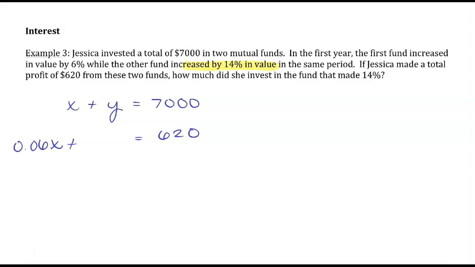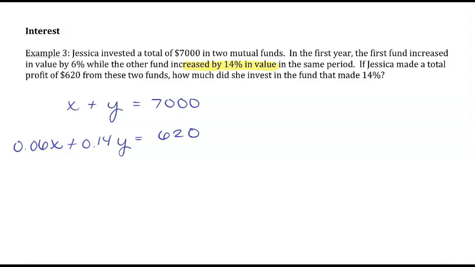she earned 14% of those Y dollars. In decimal form, we write that as 0.14 times Y. 0.06X represents the interest earned in the first fund. 0.14Y represents the interest earned in the second fund. And we know that she earned a total of $620. Now we have two linear equations with two unknowns.